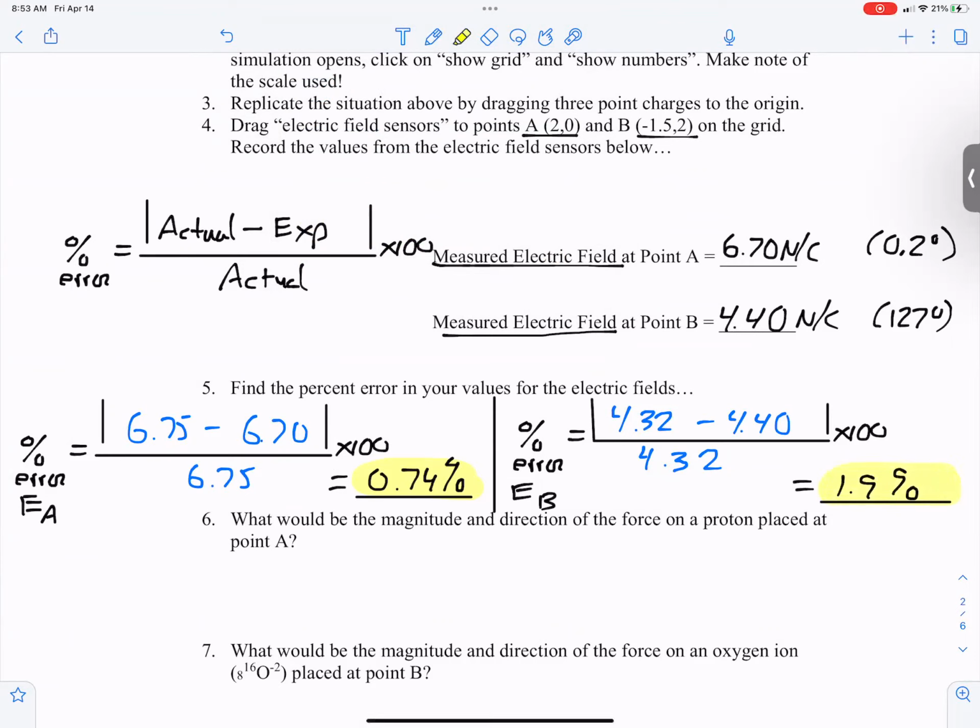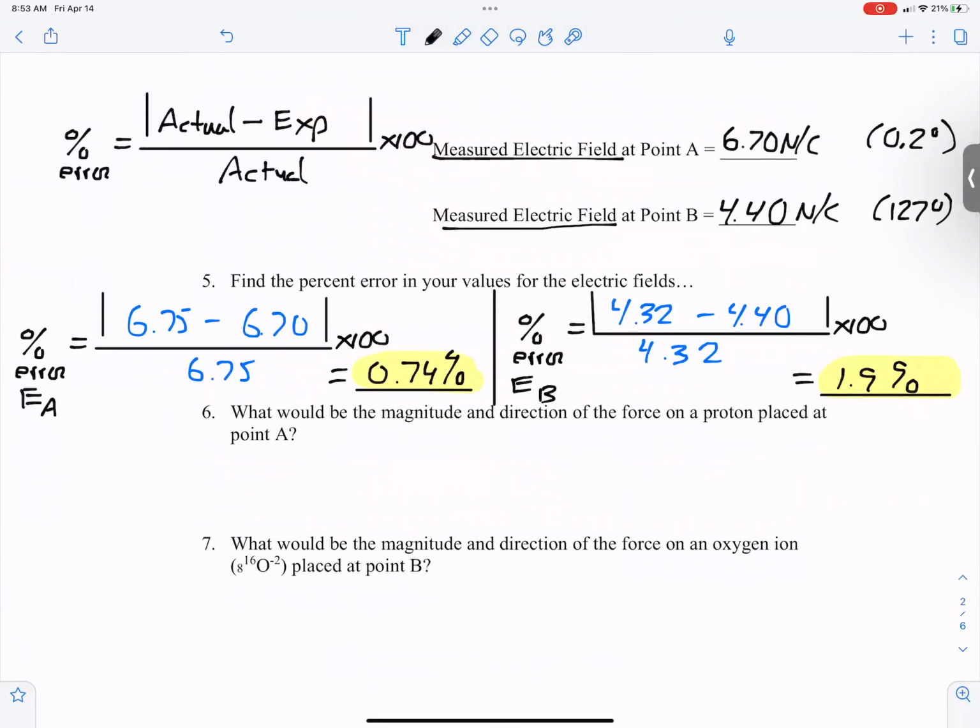And you should expect pretty low percent errors as you practice your calculations, because those represent the actual values which you're supposed to get. And then the app will help verify that. Okay, so how would we find the magnitude and direction of the force on a proton placed at this point? Well, we're going to use the equation F equals Q times E. Right? We're plugging into that.